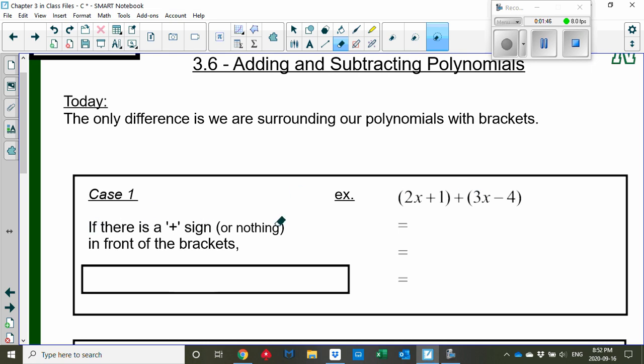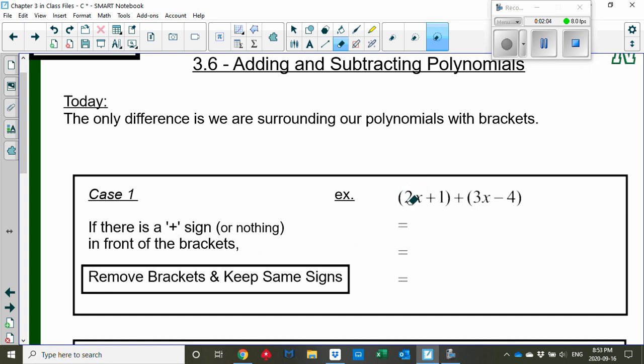If you have a plus sign or nothing in front, you are going to remove the brackets and keep the same signs. And I'll explain that after you copy this out. So maybe pause the video, copy this out, and then you can continue.